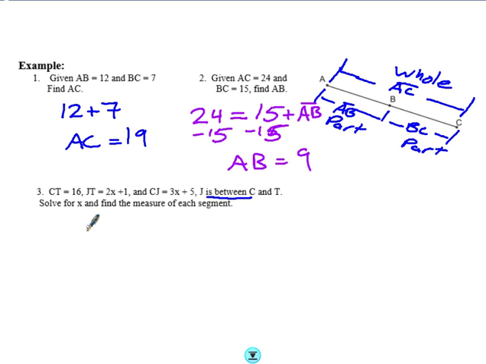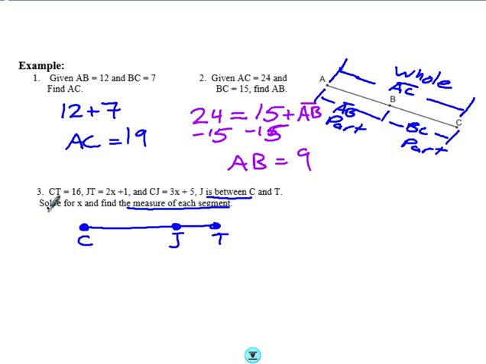So what I would recommend that you do, go ahead and draw a little diagram and label it CT. And now we know that J is between that, so what we're going to do is put J somewhere. If you want to put it in the middle, you can. It doesn't have to be, but I'm just going to put it right there. And they want us to solve for x and find the measure of each segment.